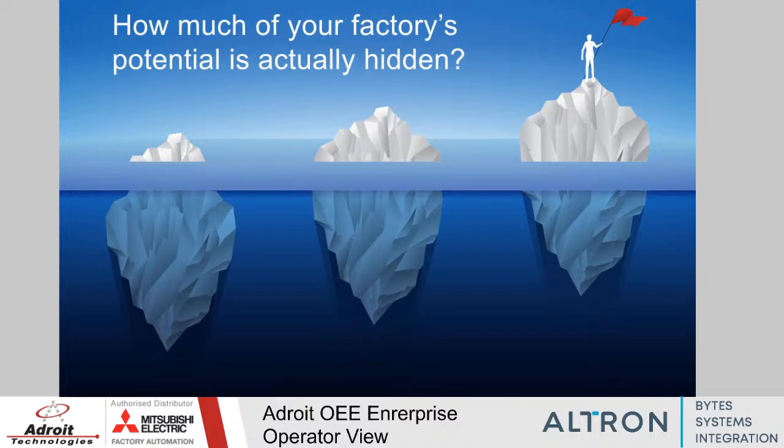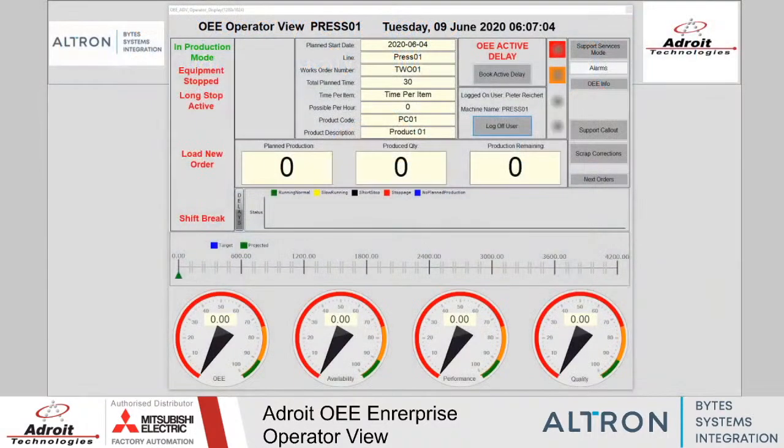What we will be doing today is we will have a look on the operator, what the operator sees at the actual machine when he arrives at the machine after the works orders have been loaded. What you see on your screen now is the operator's view, and that is what the operator will have the moment he arrives at his machine.